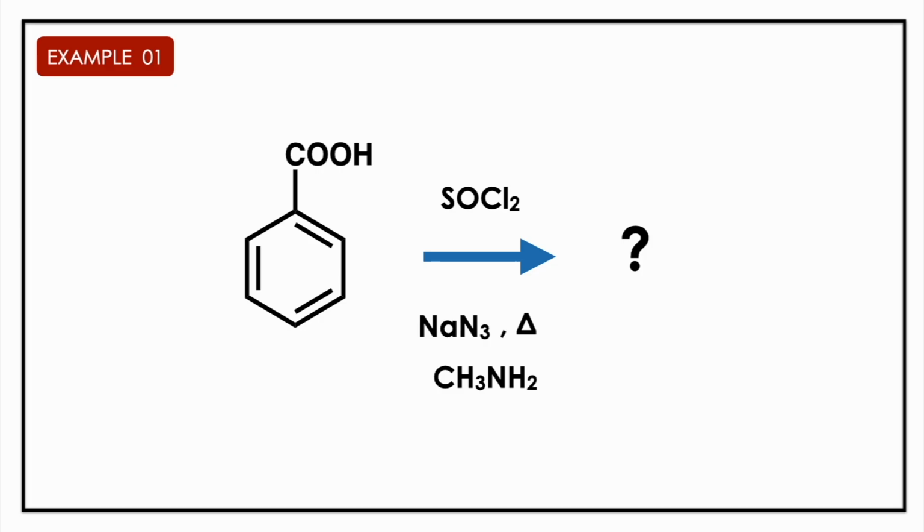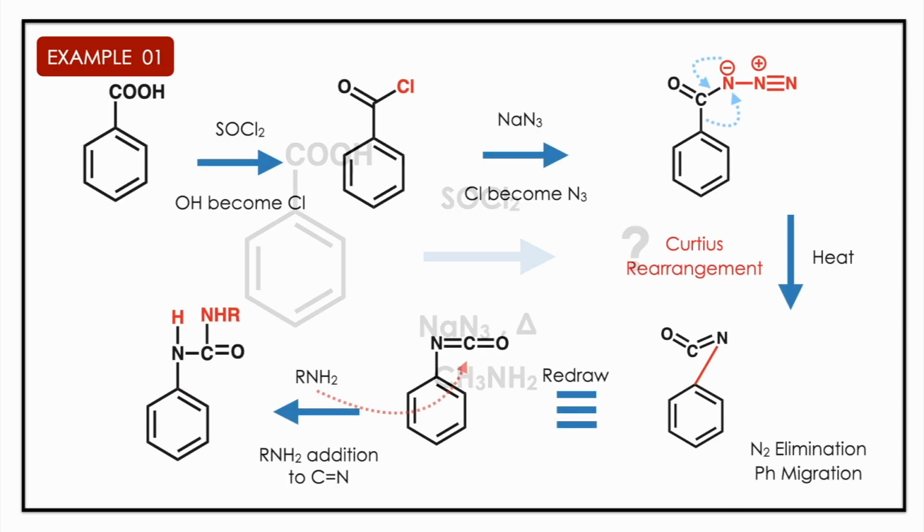Let us see the first example. If you use benzoic acid, SOCl2, sodium azide, heating it up, and methylamine, you should find what will be the final product. Here benzoic acid you are using.